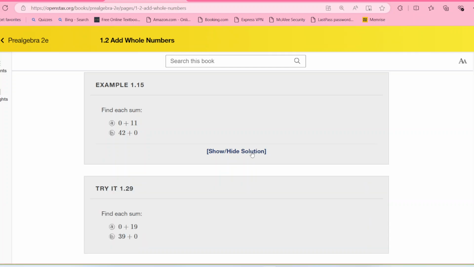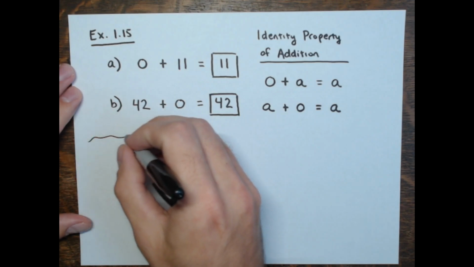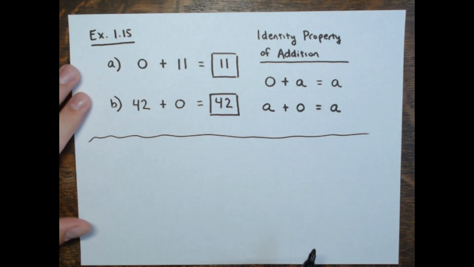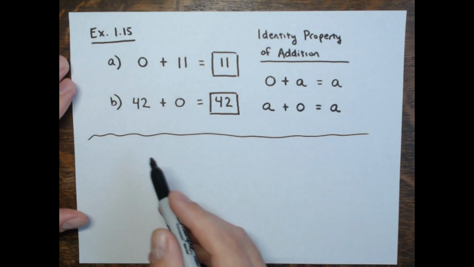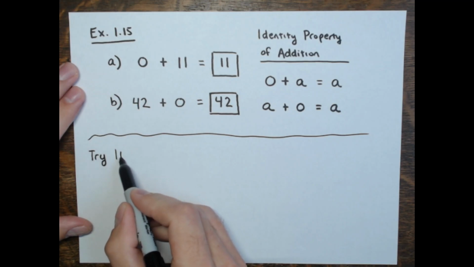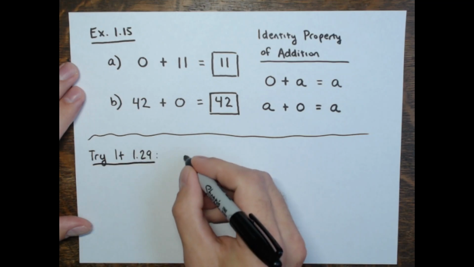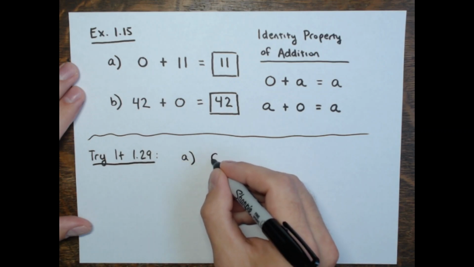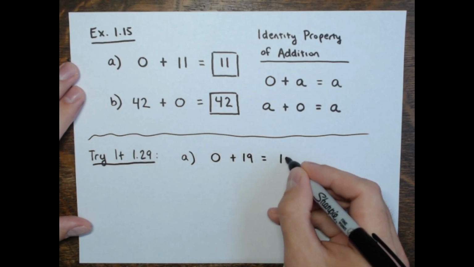Excellent. All right. And then we're doing the same for these try it problems. Again, these should be very quick. All right, when we're adding 0, when one of the addends is 0, a number keeps its identity, right? It stays the same. Thus the name identity property. All right, so try it 1.29, part A, and very simple, 0 plus 19 is just 19.